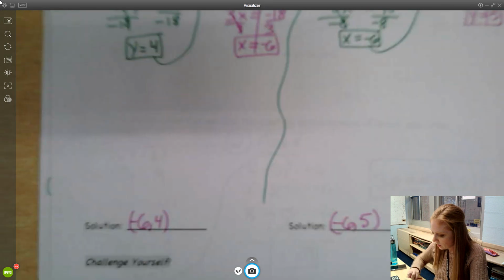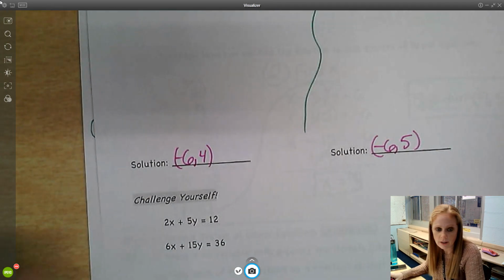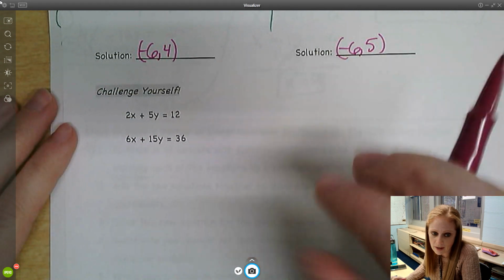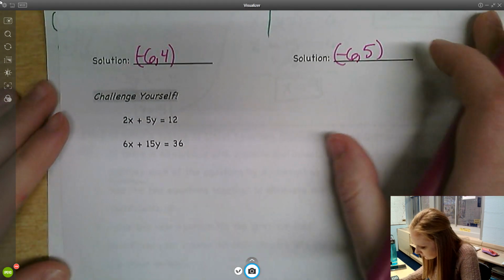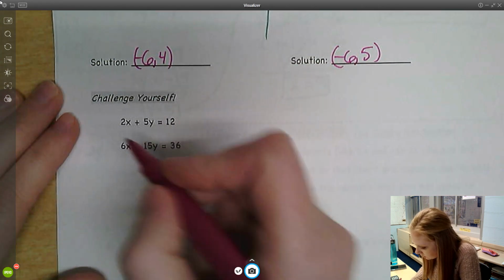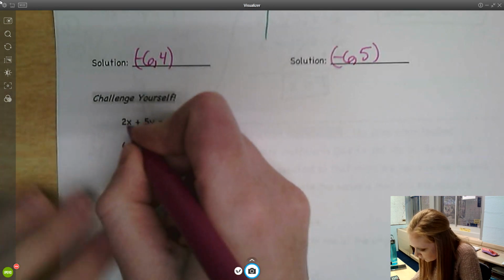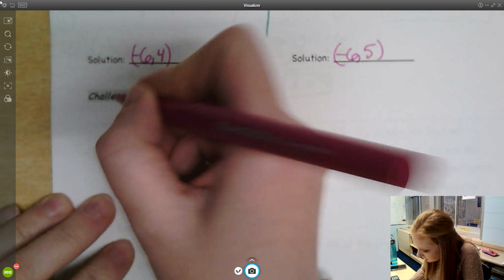Okay. And then our challenge. All right. So same thing. We want to use elimination. So let's try and make some additive inverses here. All right. So 2 and 6 or 5 and 15. Well, I can turn this into a -6x pretty easily.